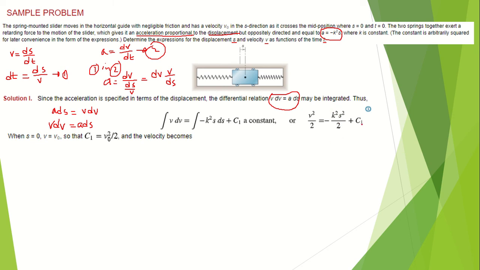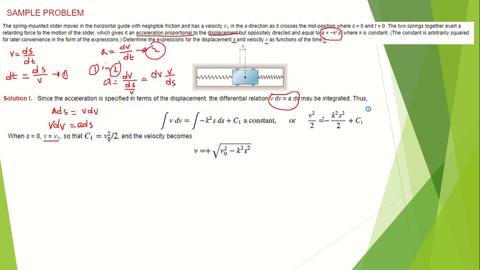So therefore, we solve for C1. C1 is equal to v squared over 2, but our v here is equal to v sub 0. So our C1 becomes v sub 0 squared over 2. With this condition, class, we change v to v sub 0, and the velocity becomes something like this.